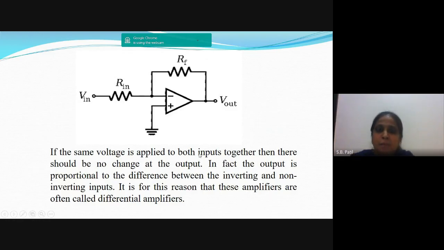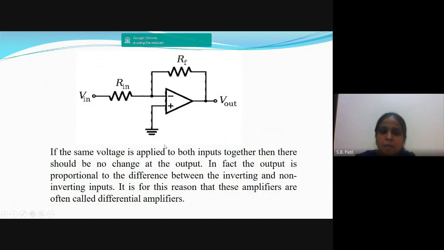If the same voltage is applied to both the inputs together, then there should be no change at the output. That means if 2 volt is applied to the inverting terminal and 2 volt is applied to the non-inverting terminal, and we know that the operational amplifier is a differential amplifier, so the difference between these two input voltages, 2 minus 2, is 0. That means the output is proportional to the difference between the input voltages. If the same voltage is applied to both terminals, there should be no change in the output.